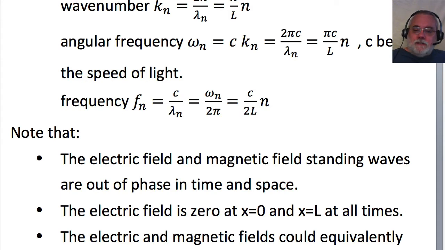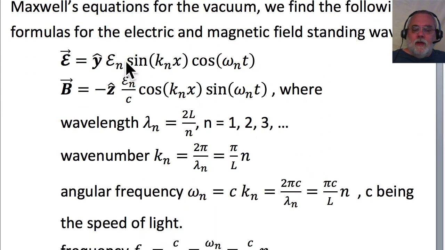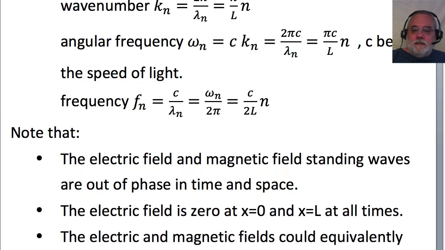The electric field is 0 at x equals 0 and x equals L at all times. That's because the sine wave is always 0 for x equals 0, and when x equals L, we have sine of k sub n L, which is pi over L times n times L, which is pi times n, with n being an integer, so that is always 0. So the electric field is 0 at x equals 0 and x equals L at all times.